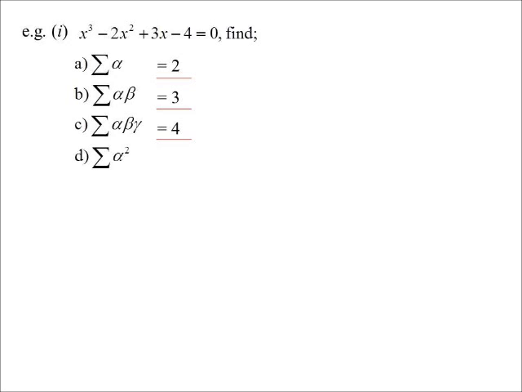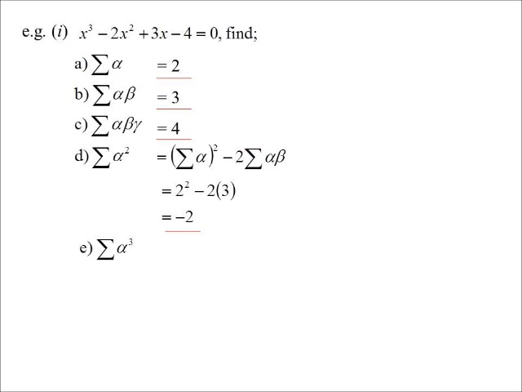There's our sum of the roots squared. So again, to emphasise, 1 at a time all squared minus 2 times 2 at a time. So subbing in 2 squared minus 2 times 3, so we get negative 2 for that one. What happens if they wanted cubed?